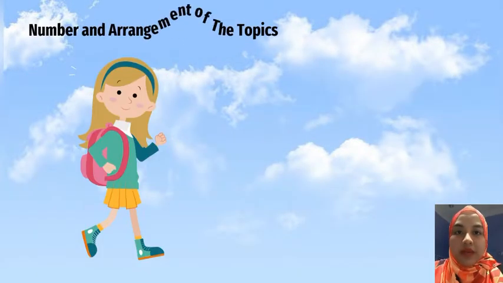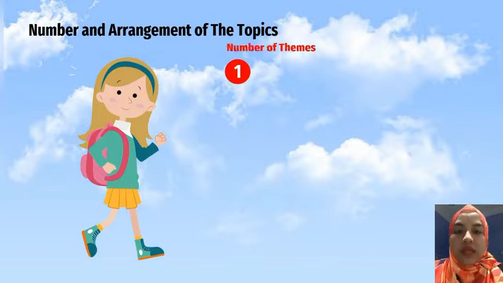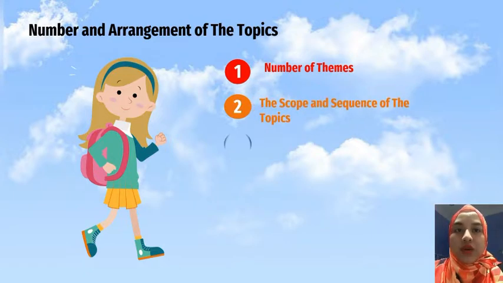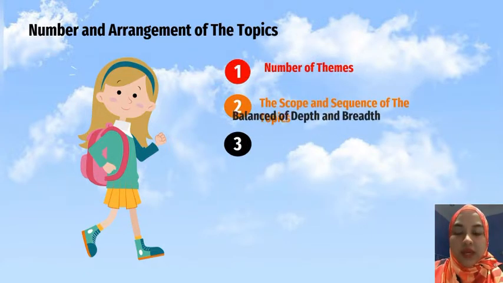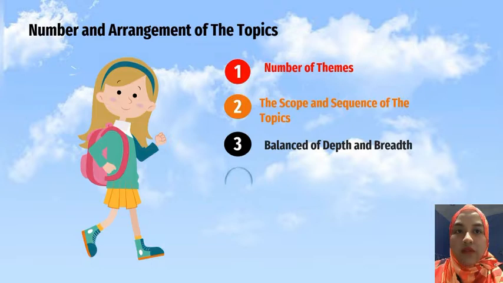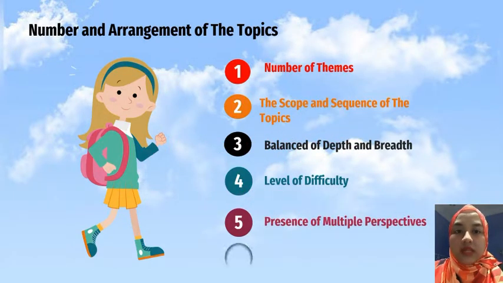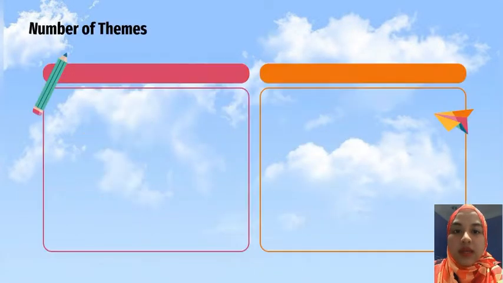In the part on number and arrangement of the topics, it contains 6 parts, which are first, number of themes, second, the scope and sequence of the topics, third, balance of depth and breadth, fourth, level of difficulty, fifth, presence of multiple perspectives, sixth, ways to make the theme selection better. Let's look at the number of themes.